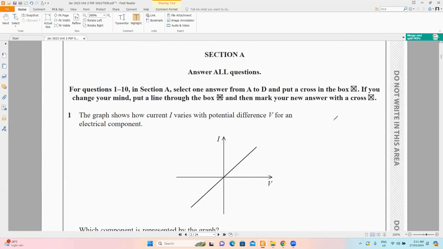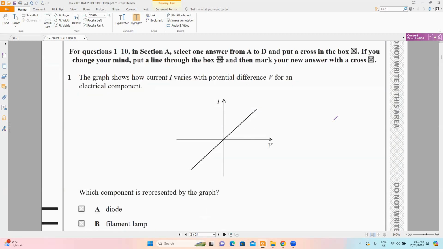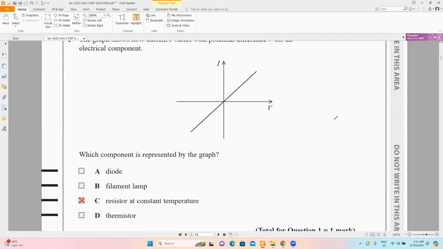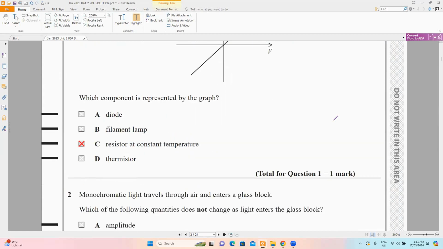The graph shows how current I varies with potential difference V for an electrical component. When you look at the graph, you see it's a straight line through the origin. Whether it's an IV graph or a VI graph, a straight line through the origin implies resistance is constant, and resistance remains constant when the temperature remains constant. So my answer is C, a resistor at constant temperature.